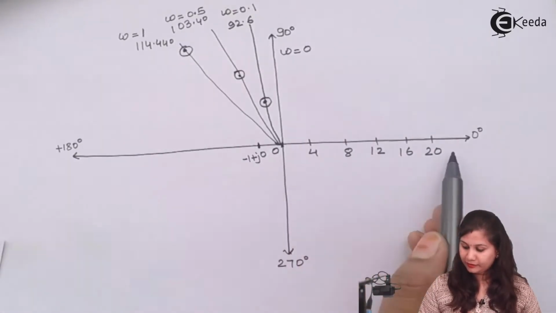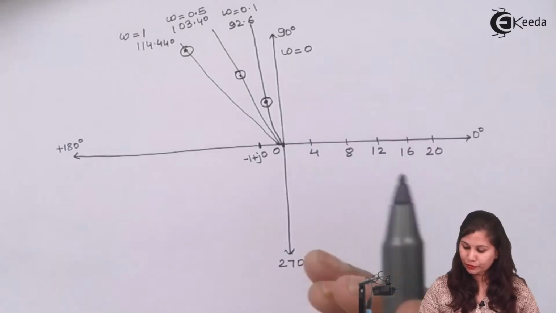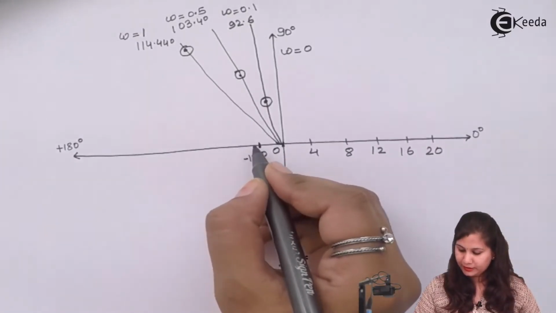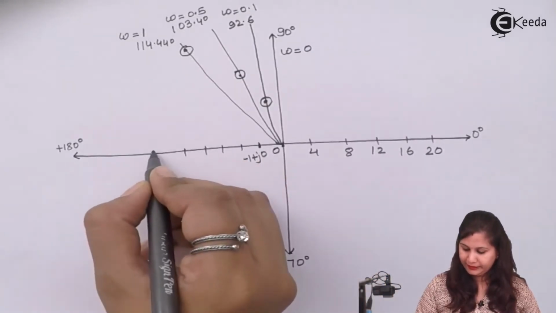We can draw like here we have 4, 8, 12, 16, the divisions for the magnitude. So here also we can have the divisions for 4, 8, 12. This is 4, 8, 12, 16, 20.